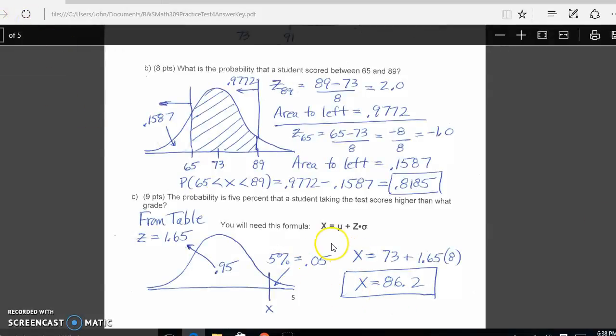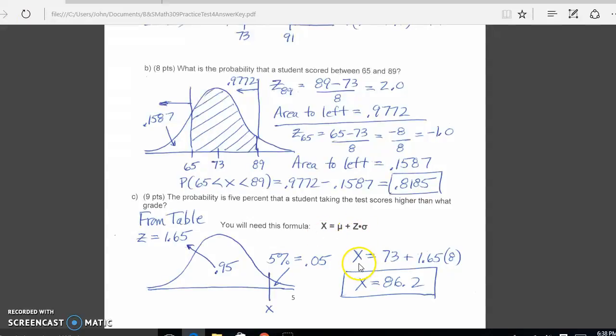So back in our problem, we're going to use this formula. X is equal to 73, the mean, plus 1.65, the z-score, times 8, the standard deviation, and we get 86.2. So that means that 86.2 is a value for X, and only 5% of the area under the curve is to the right of that value. Only 5% score higher on this test than 86.2.